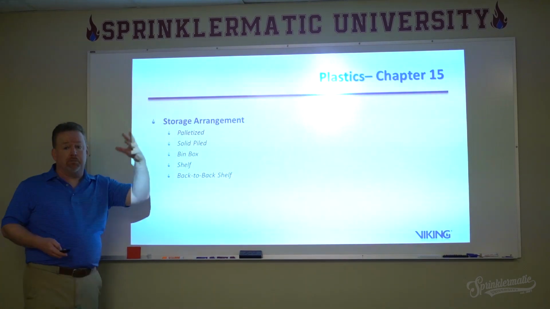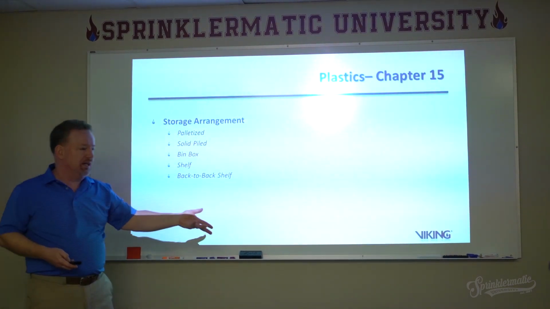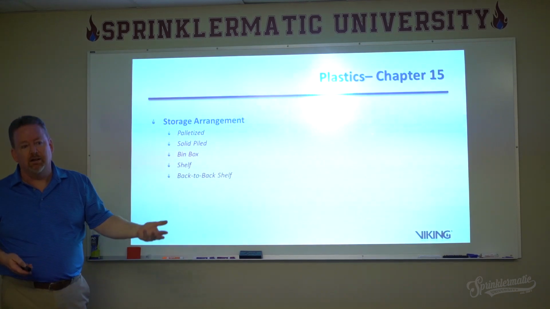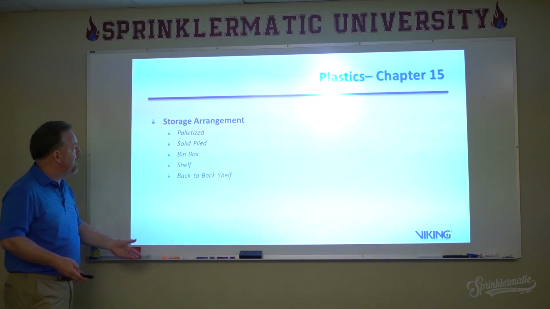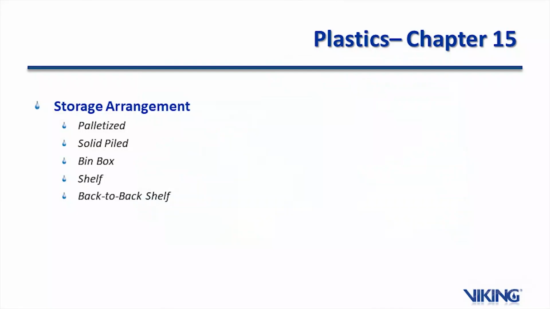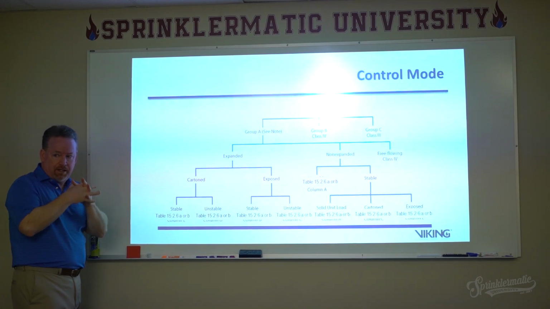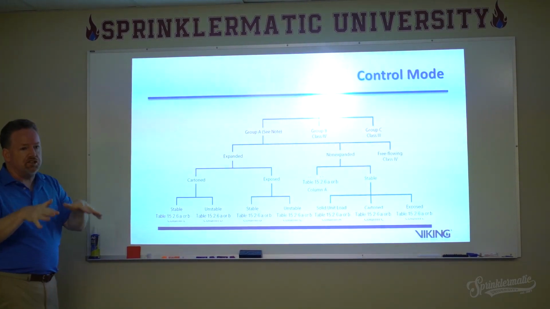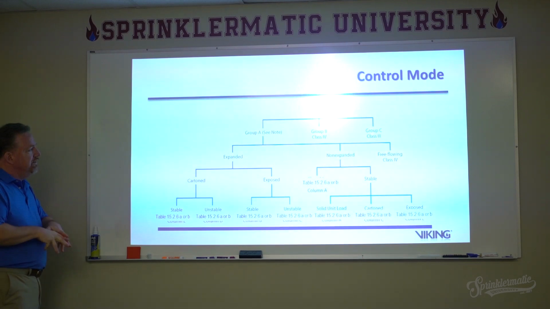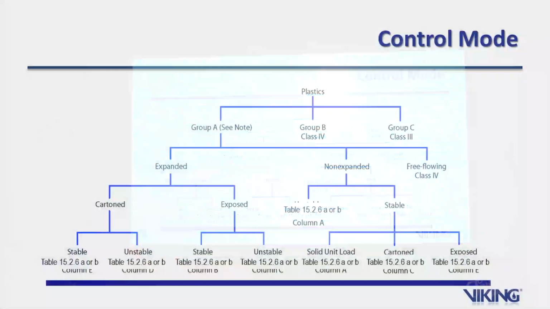Chapter 15 then is plastics, but not just any plastics, right? Because the only plastics we have left are Group A plastics. So it's Group A plastic. Again, palletized, solid pile, bin, back shelf storage, back-to-back shelf. And in this case, if I'm using control mode sprinklers, this is where all these terms begin to come back around. And this is a decision tree in Chapter 15 that says, all right, I have plastic being stored. What kind of plastic? We know that if it's Group B or Group C, we're going there.